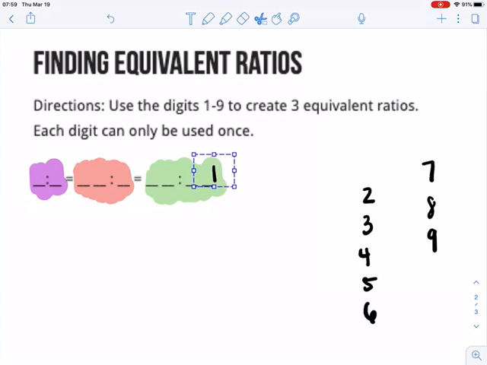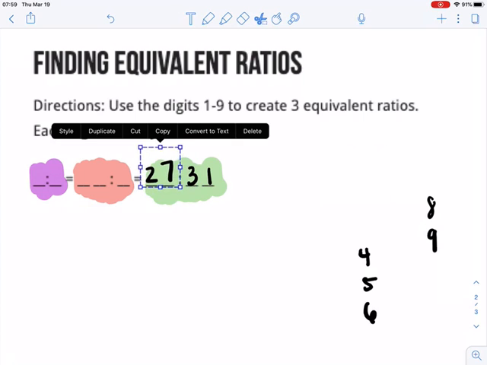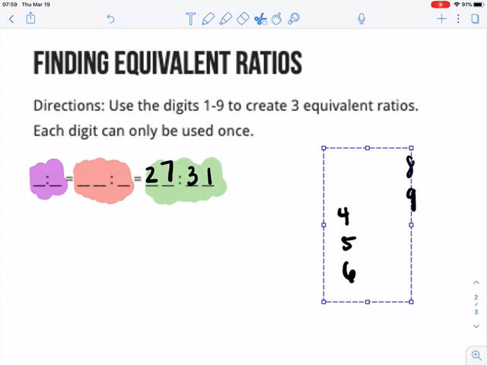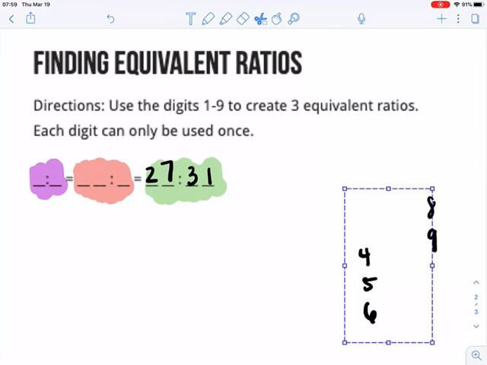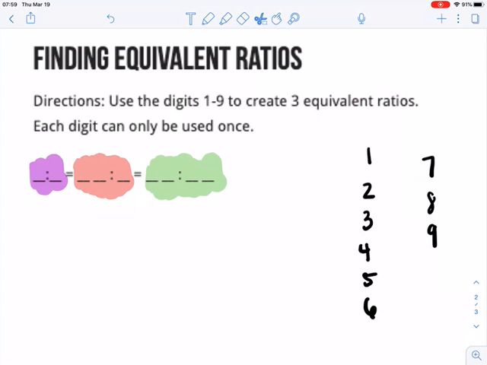For example, if I use 1 over here, and then I put a 2 over there, and then I put a 3 over there, and then a 7 over there, I only have these 5 digits to move around now. Okay, so I only have 5. I can't use that number more than once, so keep that in mind. Okay, all right. So that's your second problem.